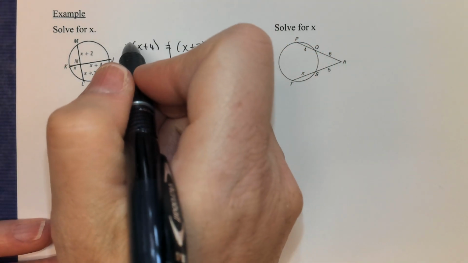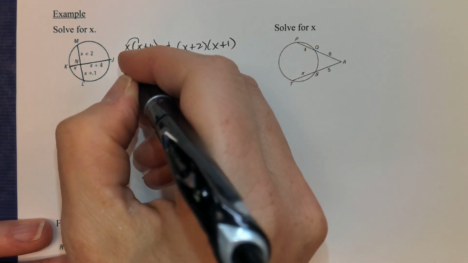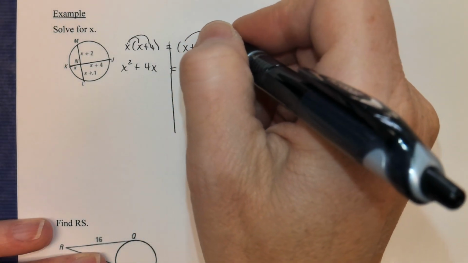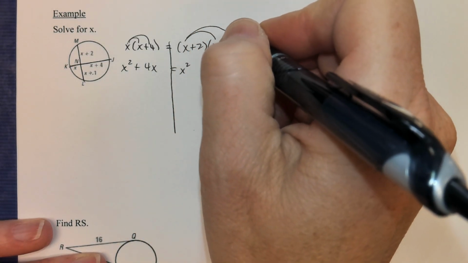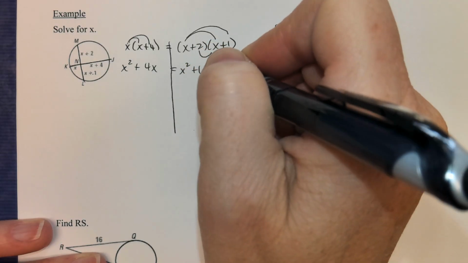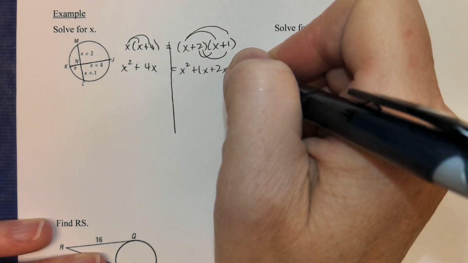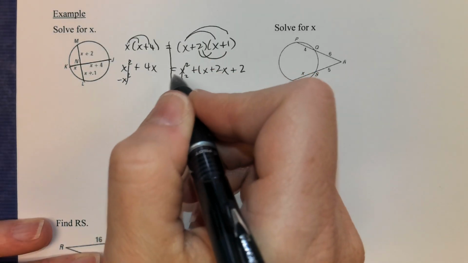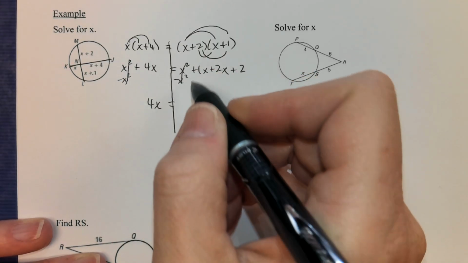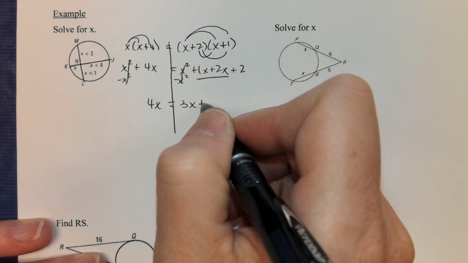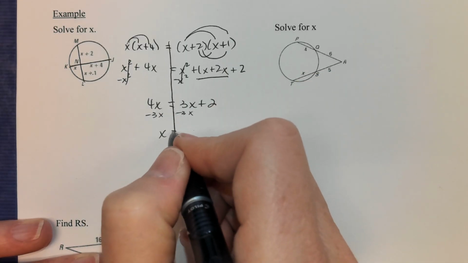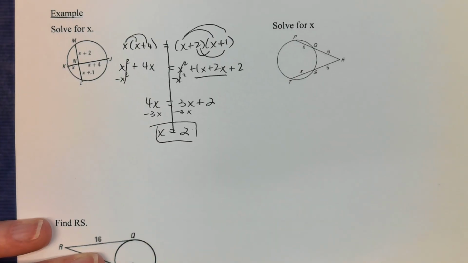So I'm going to distribute the x here. I'm going to get x squared, and x times 4 is 4x. Over here, we're going to FOIL, so I'm going to get an x squared, a 1x, a 2x, and a 2. I'm going to try to move the x squareds together, but as soon as I try to do that, they both cancel, so that's kind of nice. I'm going to put my like terms together, and then we're just going to move the 3x over. And as soon as I do that, I just get x equals 2.